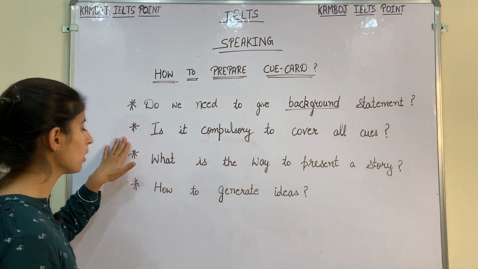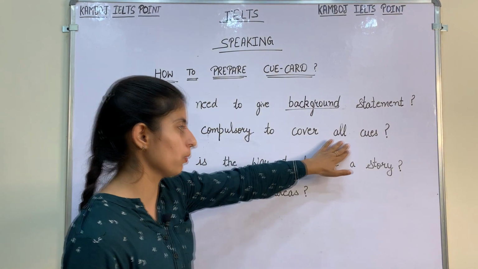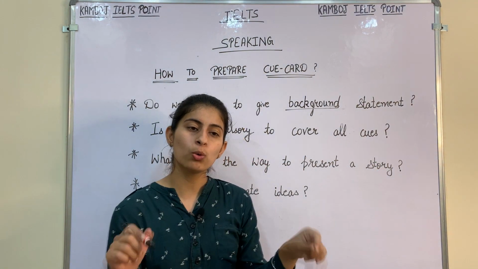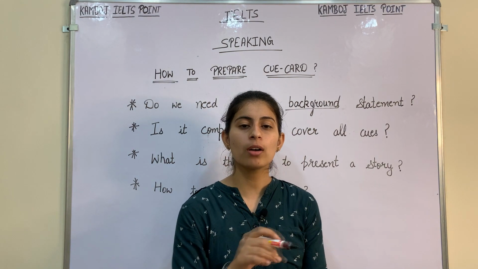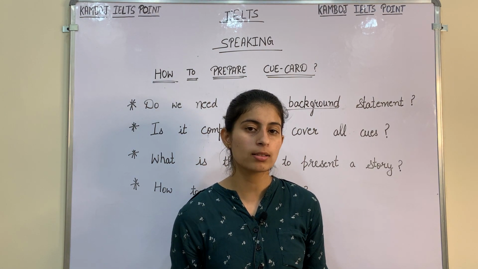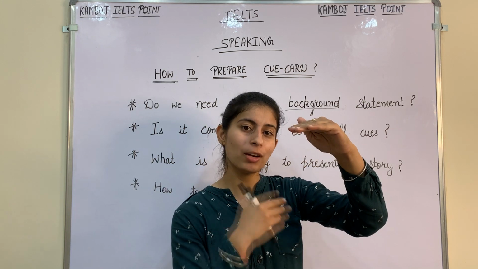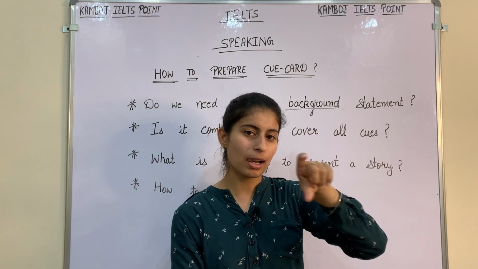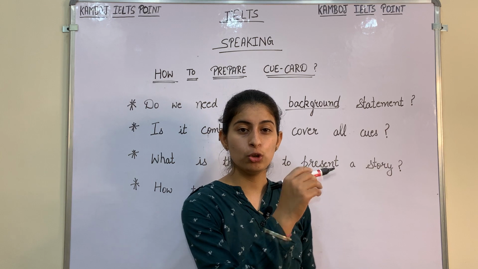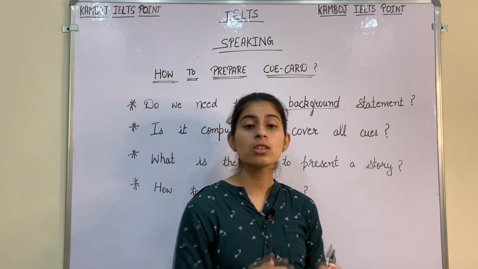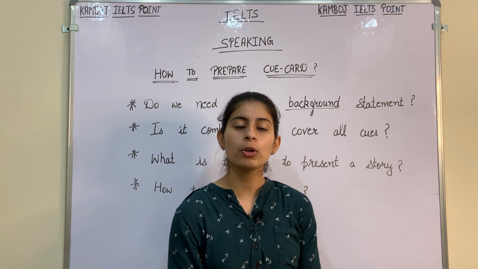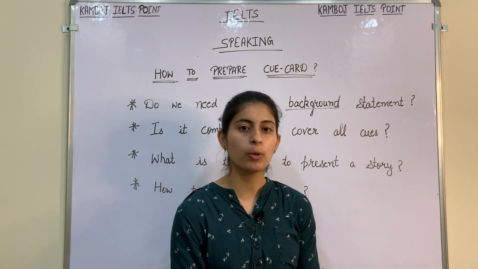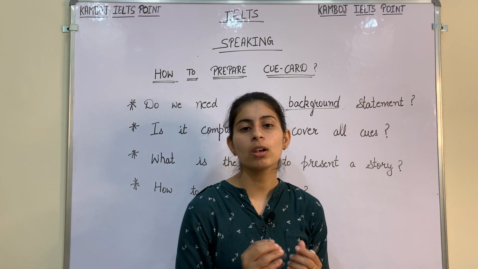The second question is, is it compulsory to cover all cues? You all see the cue card. When you get the cue card, you see a big line, then you see 3-4 cues under this. And in between that big line and the 3-4 cues, you also see a line where they write, you should say. That means they are recommending you to use these cues, which would be helpful for you to explain your answer in a good way, but that is not at all compulsory.